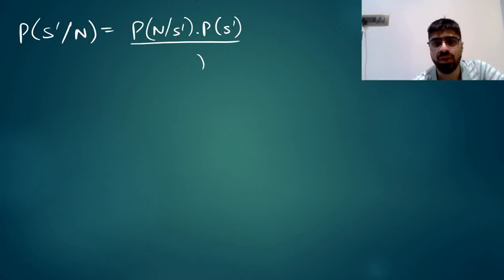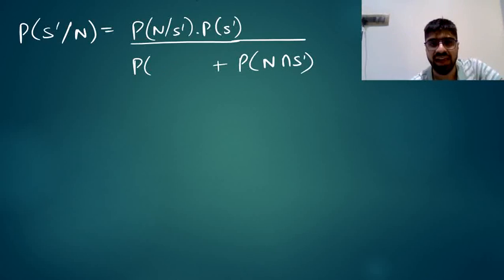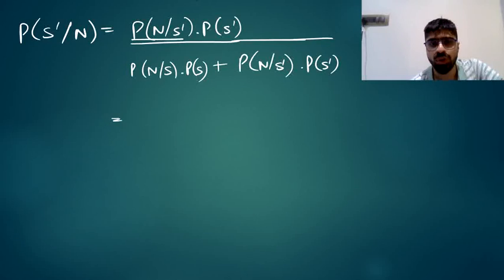In how many ways can you get a negative result? That is P of N intersection S. A negative result can be obtained if the person is a sufferer or if the person is a non-sufferer. So N intersection S complement. N intersection S is written as P of N given S into P of S. This will be P of N given S complement into P of S complement.